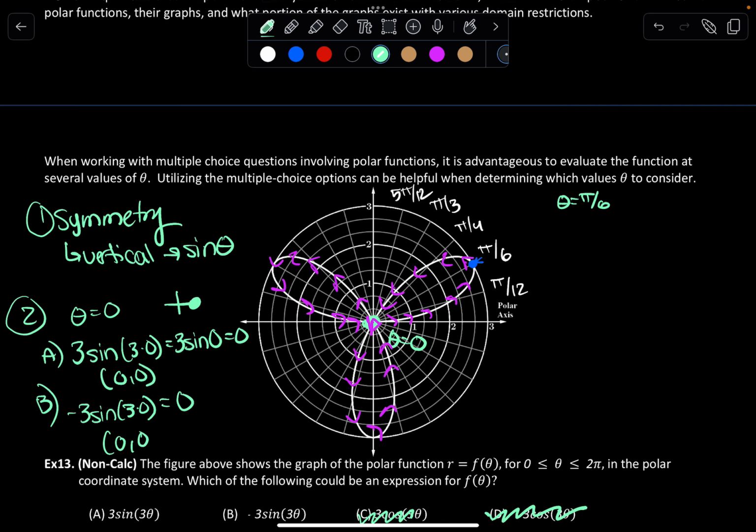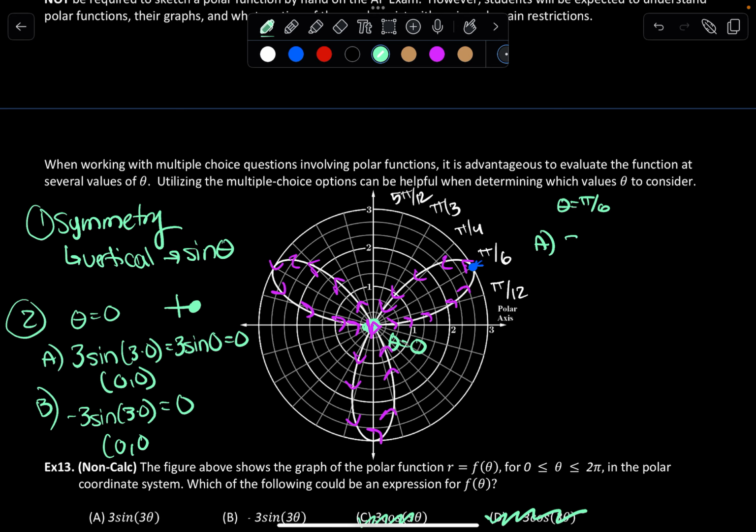let's do A first. So A is 3 sine of 3 times pi over 6. We end up with 3 sine of pi over 2. Pi over 2 is going to be up here, and if we evaluate with sine, that's going to be 1. So we have 3 times 1, which is 3. So we have a polar coordinate of (3, pi over 6).